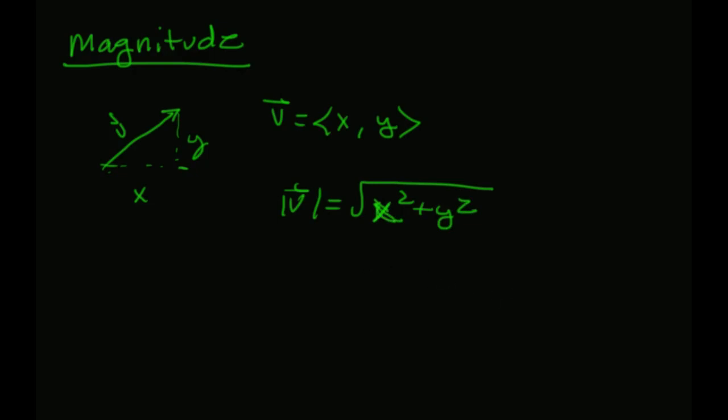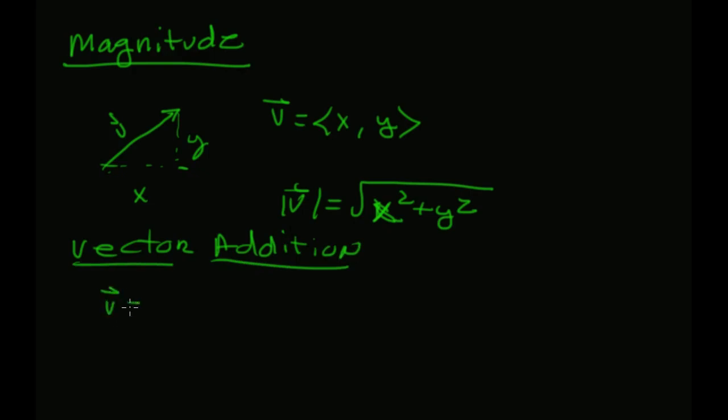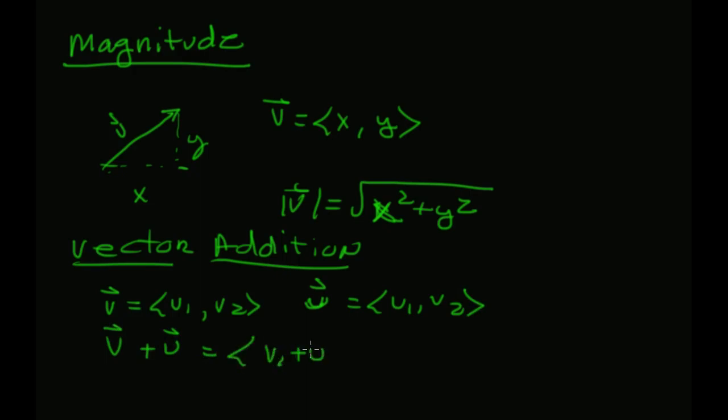We have a way to define vector addition. So for vector addition, let's say that v is v1, v2, and u is the vector u1, u2, then v plus u is just done component-wise. It's v1 plus u1, v2 plus u2.